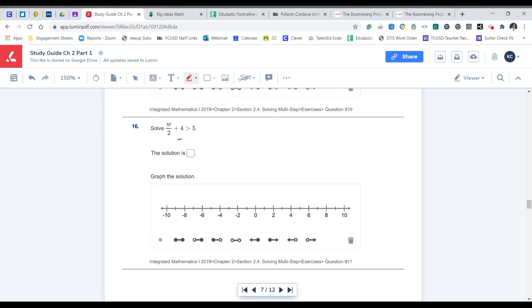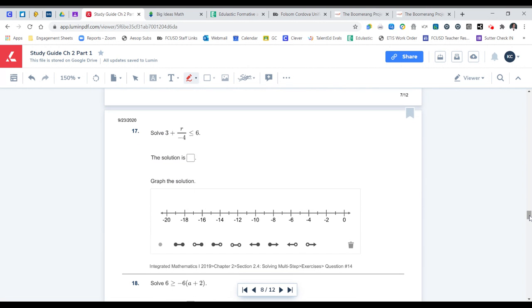All right, subtract 4 from both sides here, and we get w over 2 is greater than 1. Multiply by the 2 to undo it. That's going to give me w is greater than 2. Okay, I'm going to do an open circle here, arrow to the right.